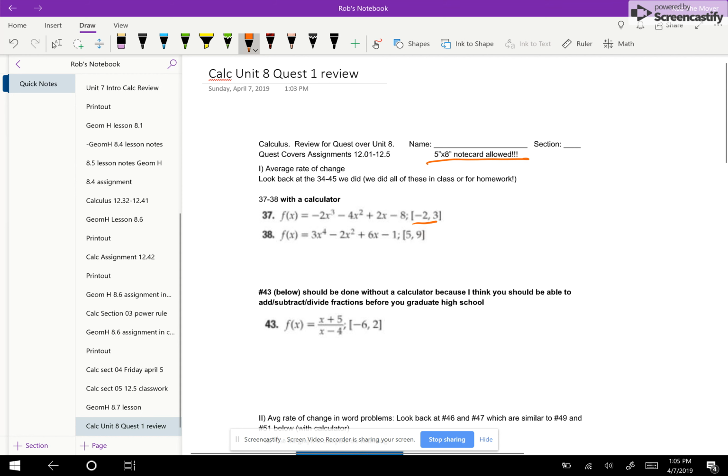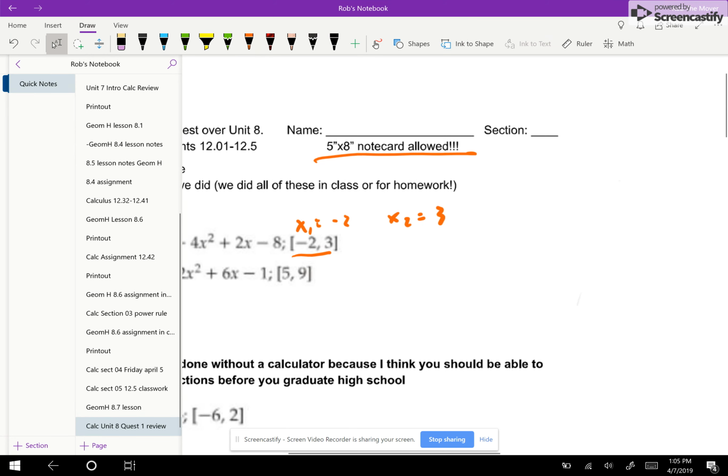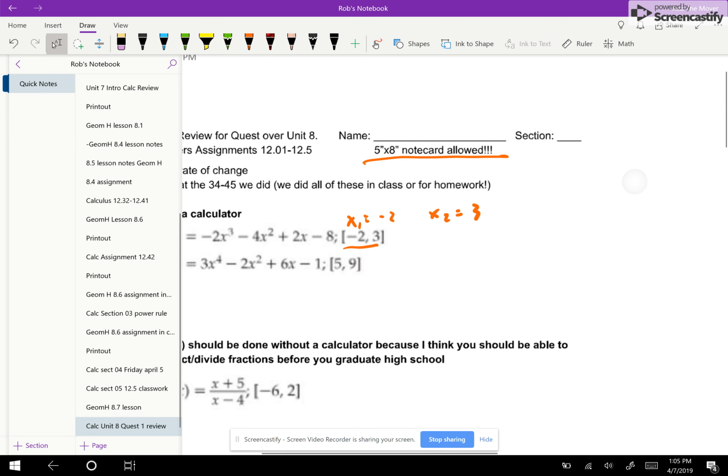But here we're finding the average rate of change between -2 and 3. So these are both x values. x1 then is -2. x2 is 3. And we need to find the y values that are associated with that. So here we go. For number 37, I'm going to plug in x1, which is -2. And what do I get out?